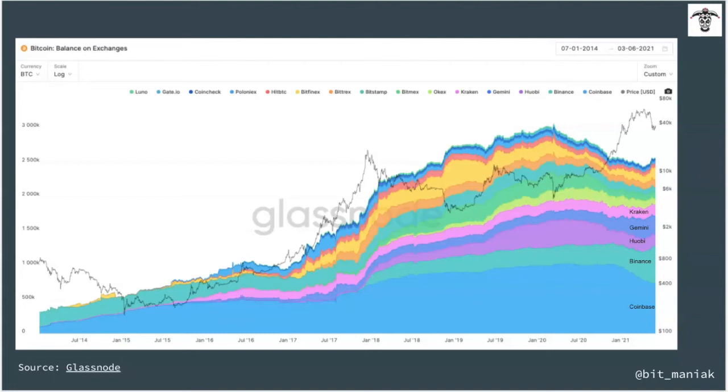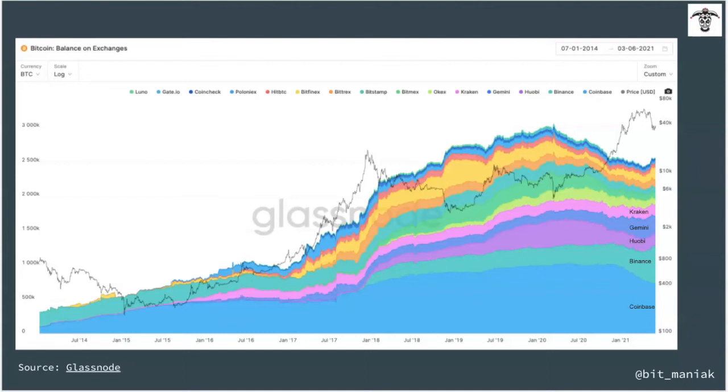We've heard that MicroStrategy and Tesla both did their massive buys through Coinbase. And so this exodus of coins off Coinbase seems to play into this overall narrative that there's been a lot of US institutional demand in 2020. And then you see the second biggest is Binance. You can see here in green.